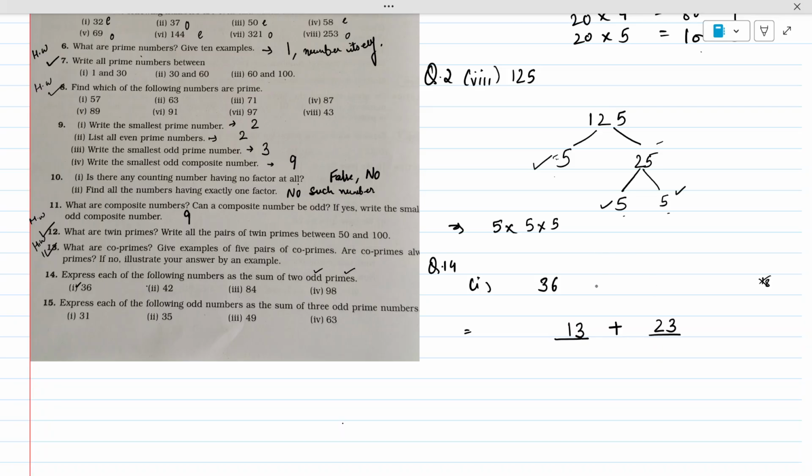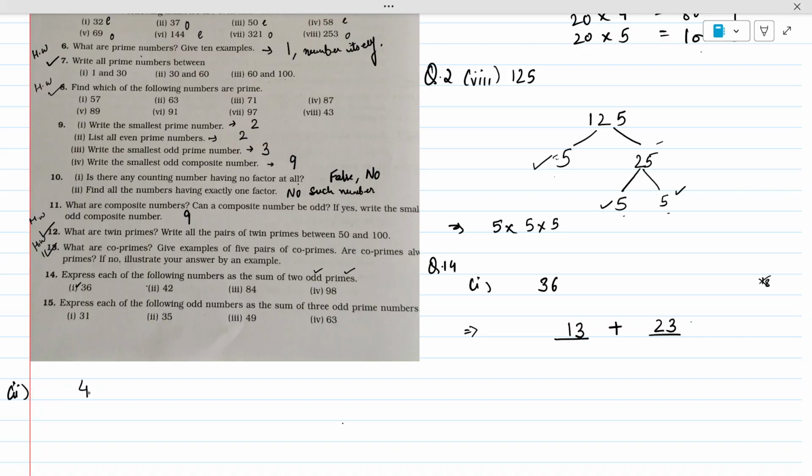Okay, so you understood what I have done? I have taken one odd prime number, that is 13, and I have subtracted this number from 36. I'll get 23. And now we know that 23 is odd also and it is prime also. So we can say that we can express this 36 as the sum of two odd prime numbers, and those numbers are 13 and 23. Right? So likewise, we can do question number 2 also.